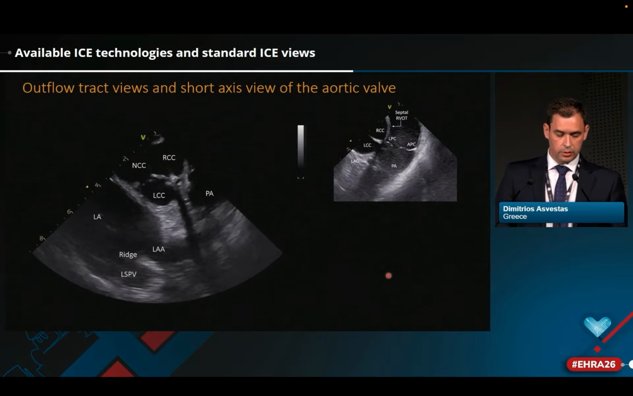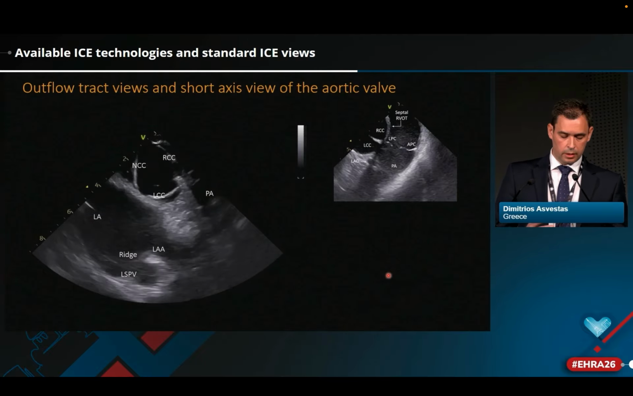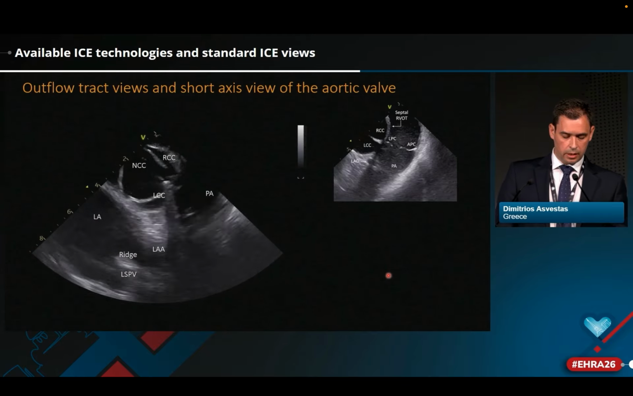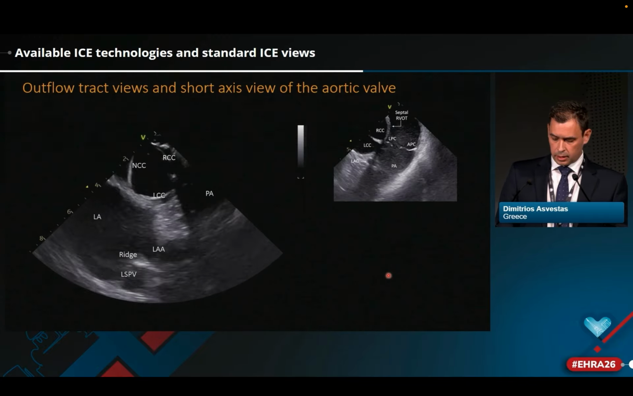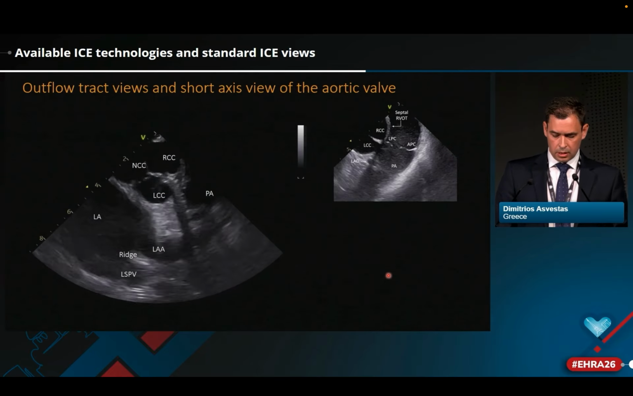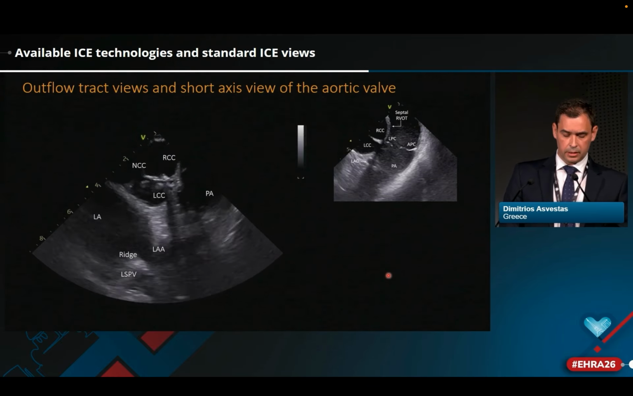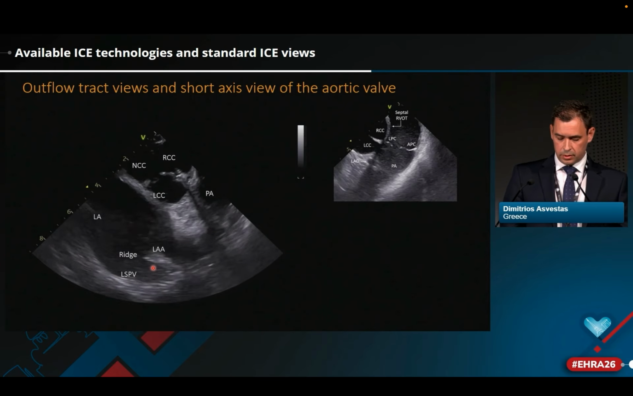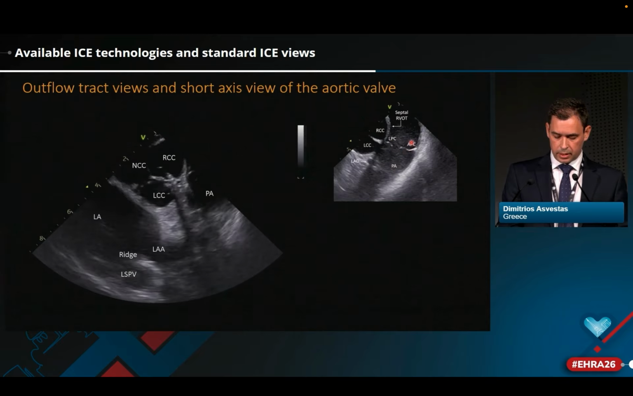An important view is the short axis view and outflow tract view. With more clockwise rotation, the catheter is positioned in the septal area of the RVOT, and we can see the three cusps: right coronary cusp, non-coronary cusp, left coronary cusp, the left atrial appendage, the left superior pulmonary vein, and the ridge. And with slight advancement, we can see the pulmonary artery and the pulmonary cusps.